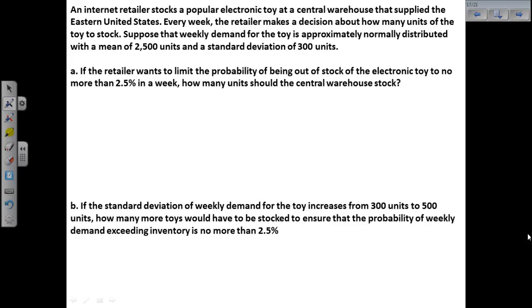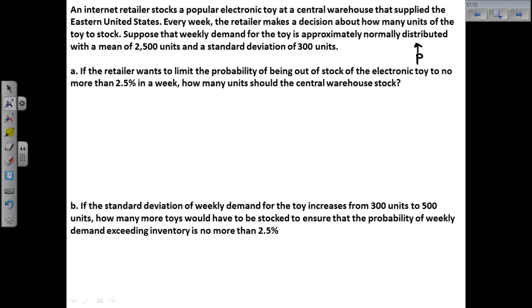So back to this, we're a retailer. We know that demand is about 2,500 units with a standard deviation of 300. So now the retailer wants to limit the probability of being out of stock to no more than 2.5% a week. So they're only willing to accept a 2.5% chance of running out. So the question would be, how many units should the warehouse stock to only have a 2.5% chance of running out? So this is a situation where we are starting with P.